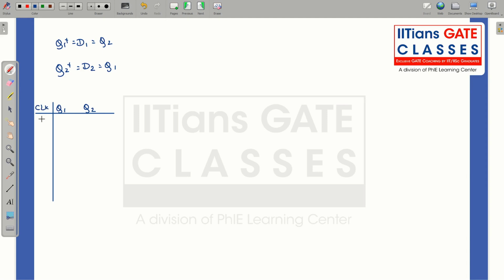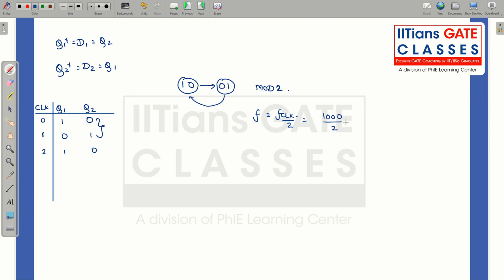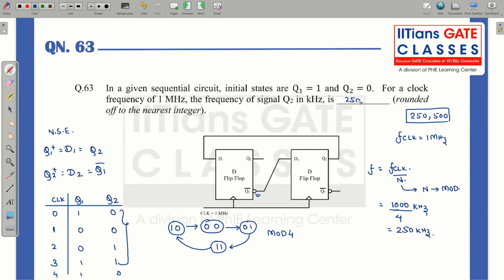So Q1, Q2, and let there be a clock. Initially this counter was initialized with 1, 0. In the next positive edge, this will be 0 and this will be 1. In the second clock edge, this will be 1 and this will be 0. So I am getting repeating states once again. The number of unique states is 2. The state diagram will be like 1, 0, then 0, 1, and this keeps on repeating. So this is a mod 2 counter. For mod 2, the frequency of any one of the flip-flops will be f clock divided by 2, that means 1000 kilohertz divided by 2, so 500 kilohertz. So for this particular question, both answers were acceptable.